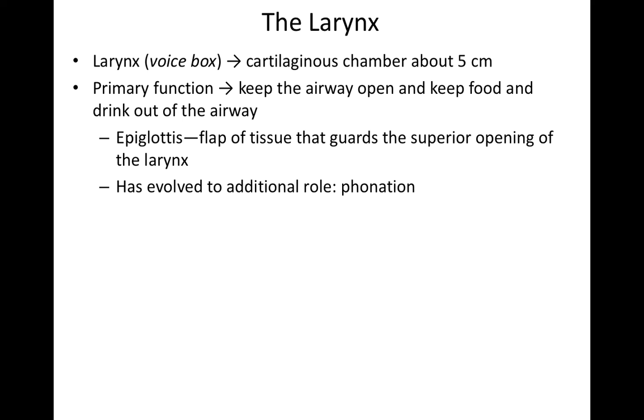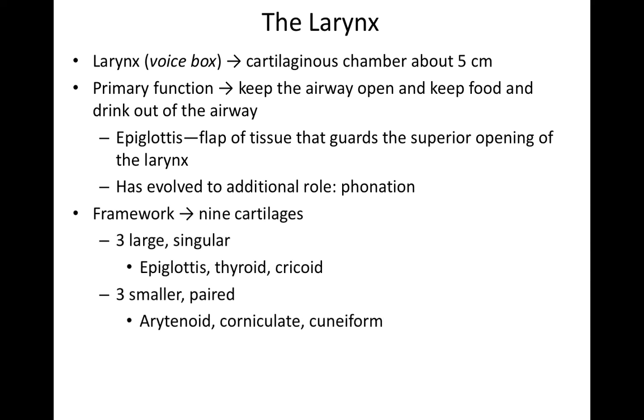The primary role is to make sure that you, A, always have an open airway, but B, that you're closing it off as needed when you're swallowing. The larynx is made up of 9 different cartilages. 3 are very large and they're singular, meaning there's only one of them. So you've got an epiglottis, a thyroid cartilage, and the cricoid cartilage. Then you have 3 small paired ones. So you have 2 arytenoids, 2 corniculates, and 2 cuneiforms to give you your 9. All of these except the epiglottis are hyaline cartilage. The epiglottis, of course, is going to be elastic cartilage.